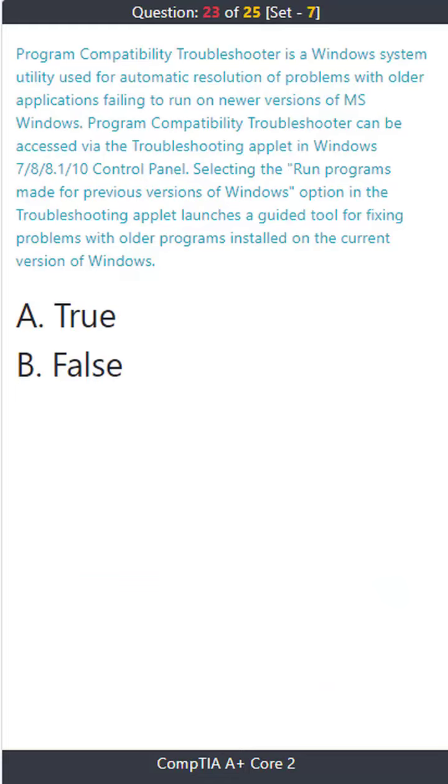Question 23. Program Compatibility Troubleshooter is a Windows system utility used for automatic resolution of problems with older applications failing to run on newer versions of MS Windows. Program Compatibility Troubleshooter can be accessed via the Troubleshooting applet in Windows 7/8/8.1/10 control panel. Selecting the Run Programs Made for Previous Versions of Windows option in the Troubleshooting applet launches a guided tool for fixing problems with older programs installed on the current version of Windows. A. True. B. False.